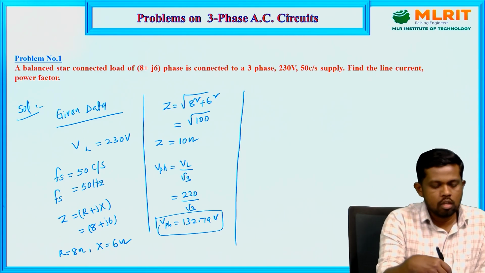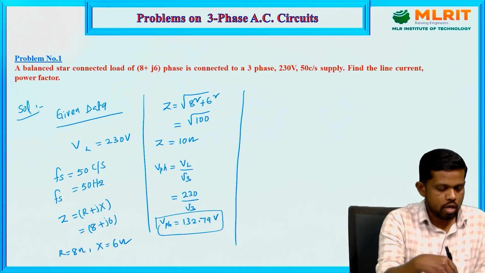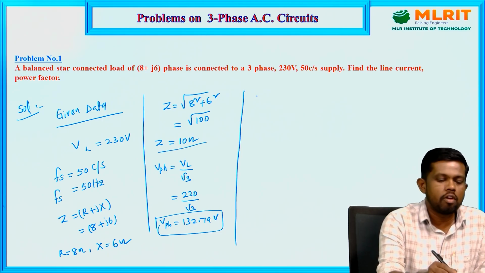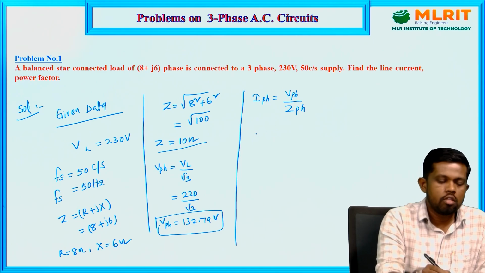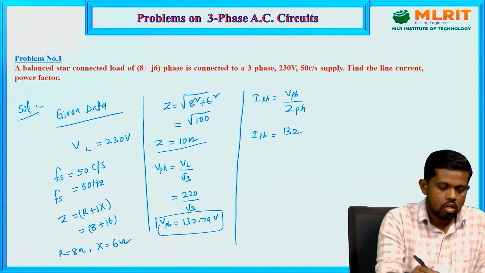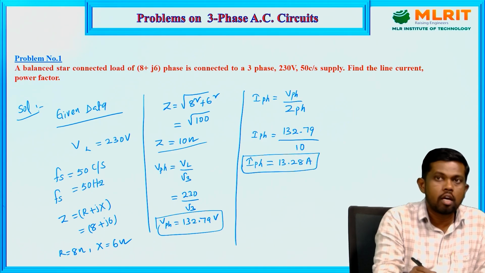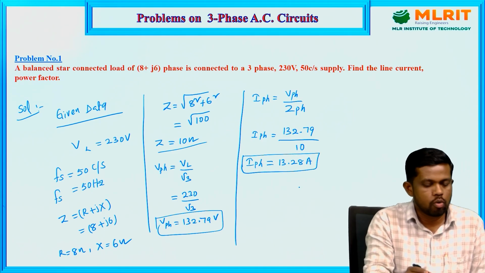For the determination of the line current, first we need to get the phase current, because the impedance is also mentioned per phase. The I phase equals V phase upon Z phase. This is the formula. So I phase equals 132.79 volts upon 10. After simplification, we get 13.28 ampere. This is the phase current value of the above network.